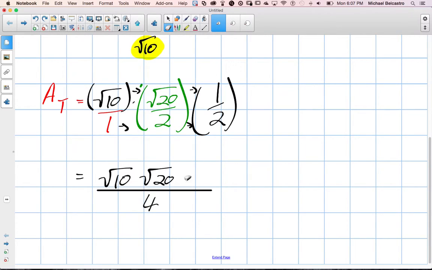So we've done all the multiplication part. We need to simplify these radicals. When we simplify radicals, usually you're looking for values that have, and this one's a square root.